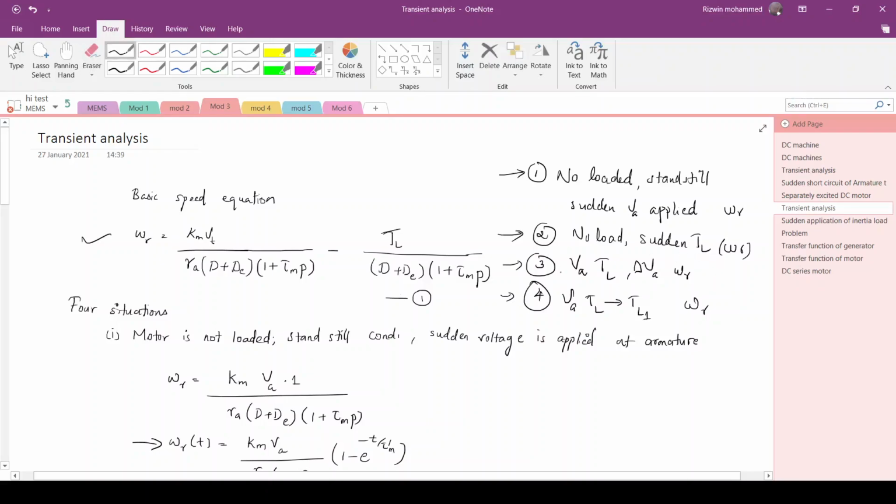Now in the third case, there is an armature voltage being applied and a load torque that is initially connected to the motor, and steady state is attained in this condition. Then suddenly the armature voltage is increased by a small delta VA. So you'll see what will be the effect on the speed omega r. In the fourth case, we will keep the voltage constant and increase the load torque and see the effect on speed due to that.